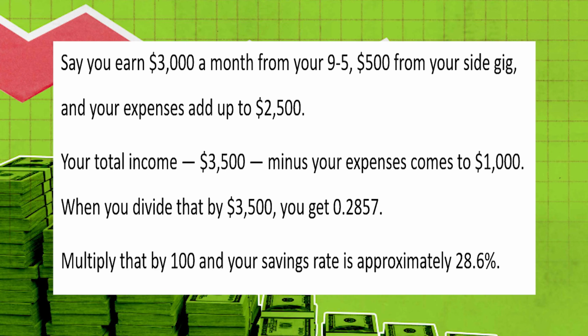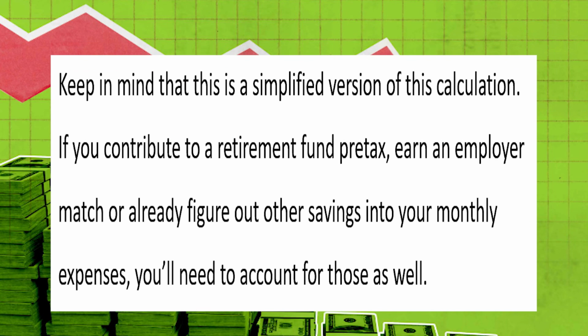When you divide that by $3,000 and $500, you get 0.2857. Multiply that by 100 and your saving rate is approximately 28.6%. Keep in mind that this is a simplified version of the calculation. If you contribute to a retirement fund pre-tax, earn an employer match, or already figure other savings into your monthly expenses, you will need to account for those as well.